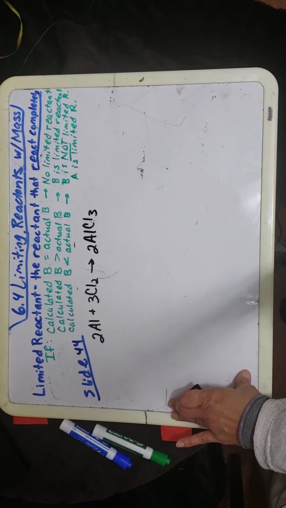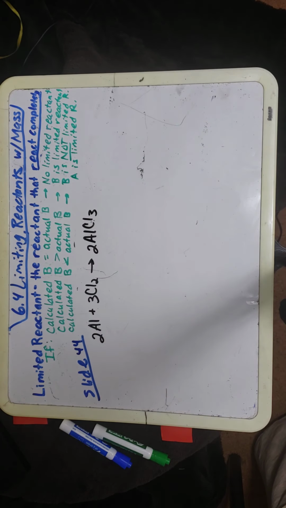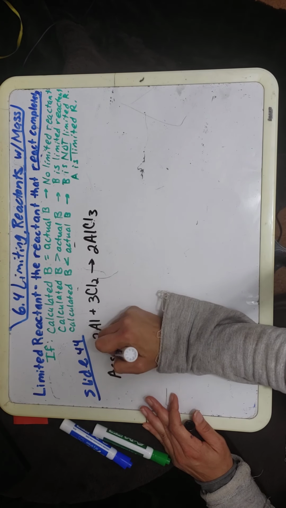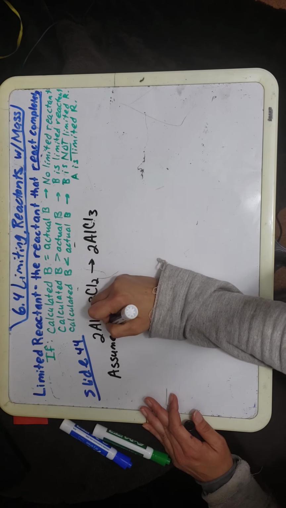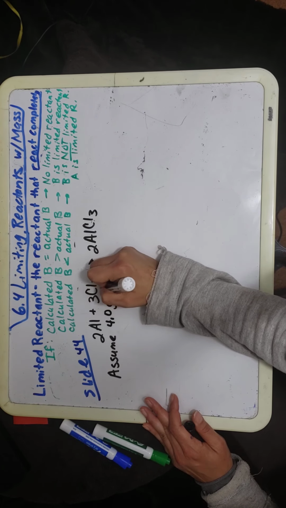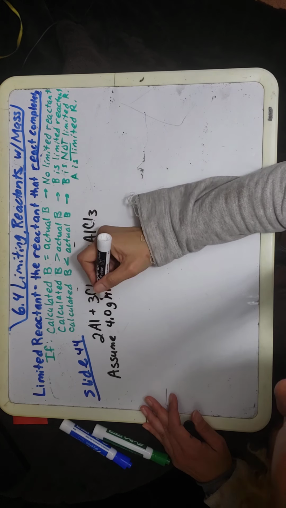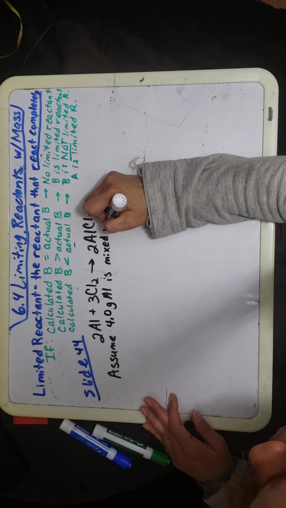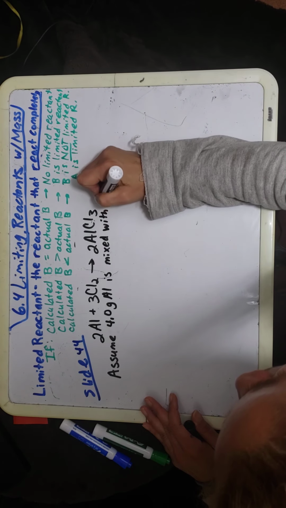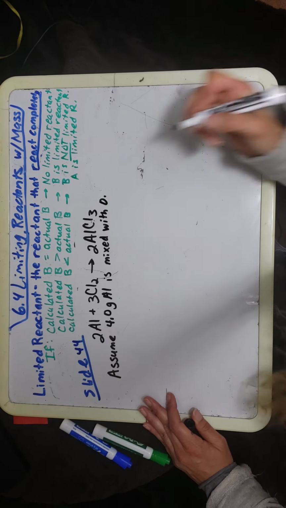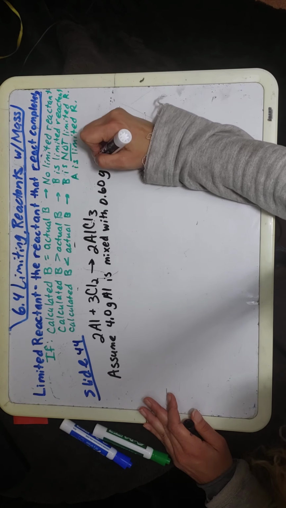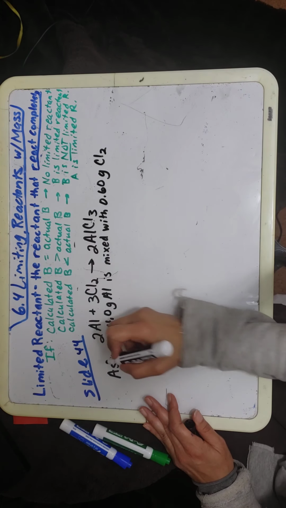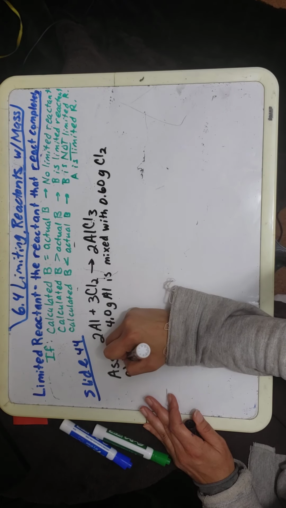Okay. So from this, they ask you to assume 4.0 grams of aluminum is mixed with 0.60 grams of chlorine. Okay. So they ask, for A, what is the limited reactant?